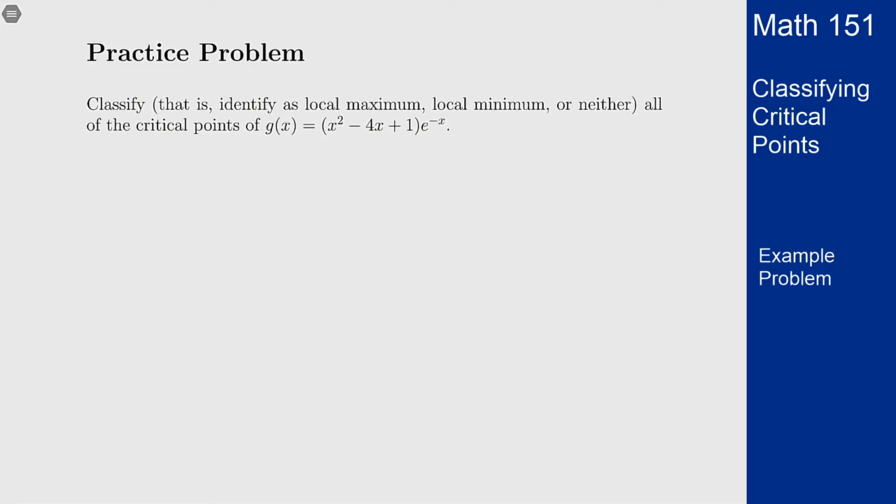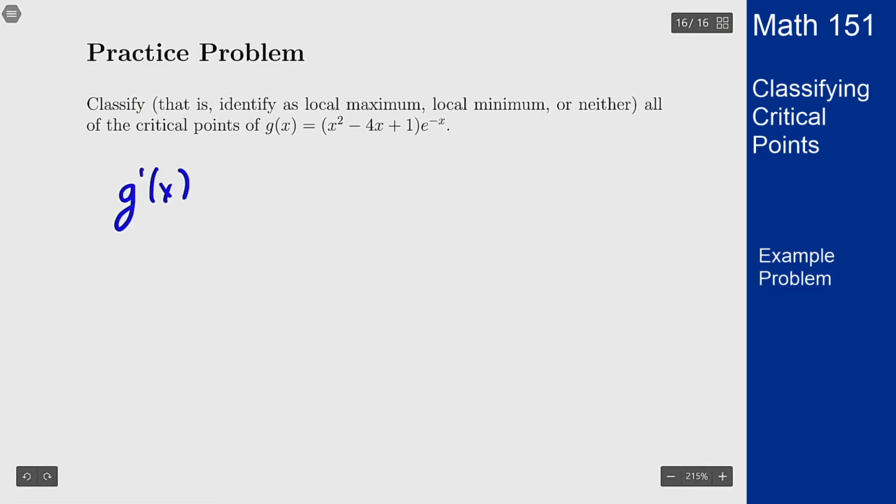In this example, we want to classify all critical points of the function g of x is x squared minus 4x plus 1, all times e to the minus x. And by classify here, we mean to determine whether the point is a local maximum, local minimum, or neither. We can do this via either the first or second derivative test, and so we'll do it both ways in this example. So we can start by taking the derivatives of this function.